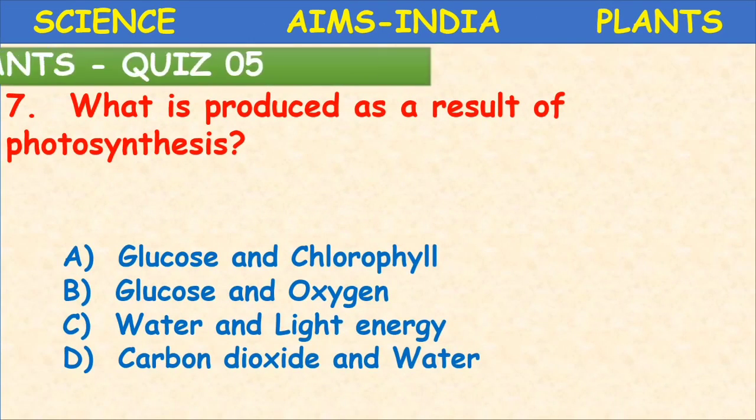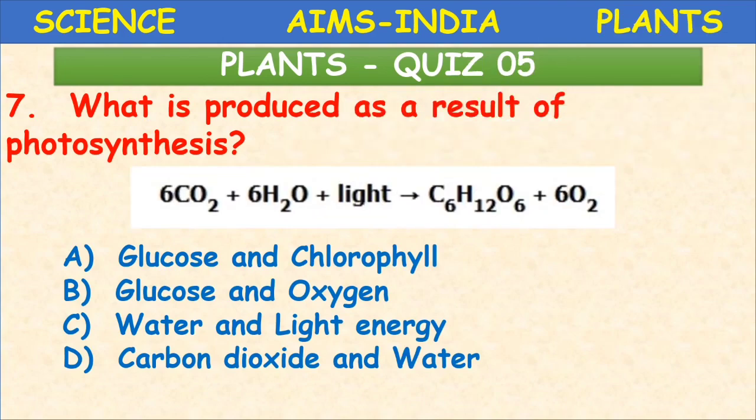What is produced as a result of photosynthesis? So just now I told you what we are going to get as a result of photosynthesis. So here there is an equation, children. Don't get confused, because this is a chemistry equation. You are going to learn all these equations in your further classes. I'll just read it for you.